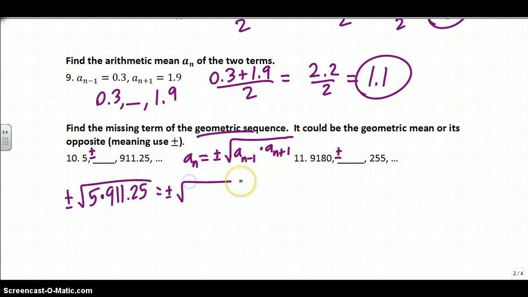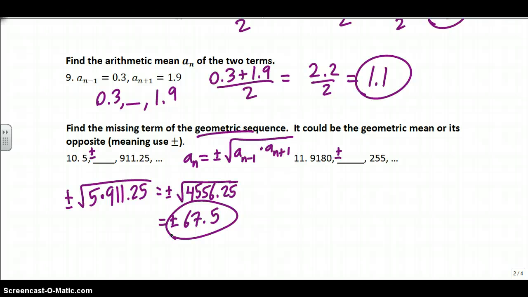We'll see what we get. 5 times 911.25 is 4556.25. And when you take the square root of that, you get 67.5. So that's what you put.